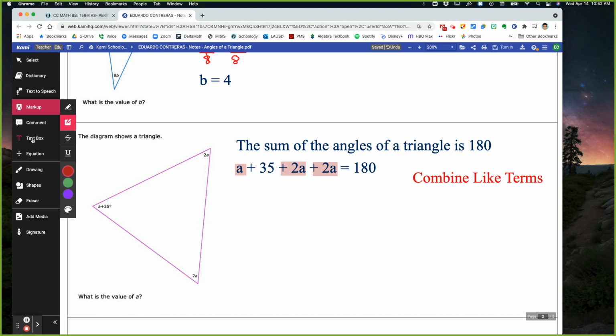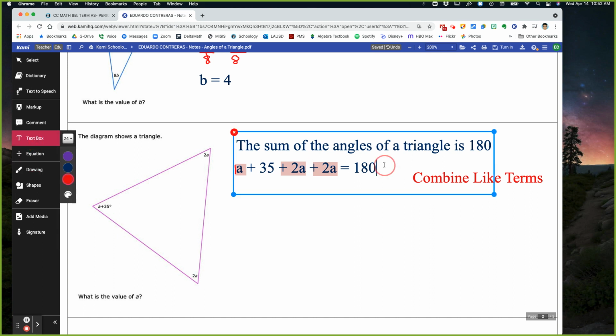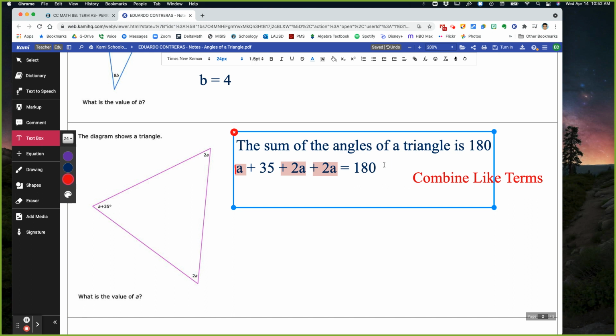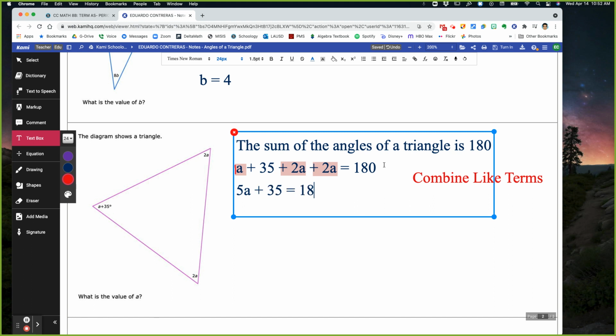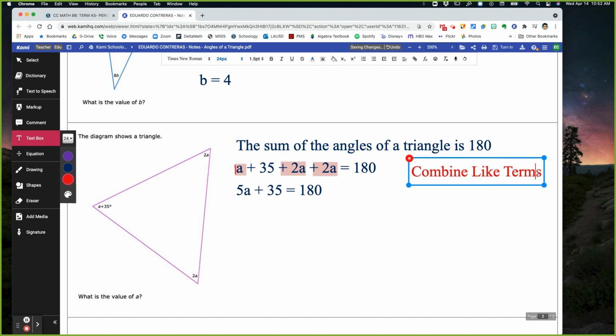I'll give you a hint, a reminder. This is 1, right? Whenever you have a variable without a coefficient, give it a coefficient of 1. So I have 1a plus 2a plus 2a. Yeah, that's 5a, plus 35 equals 180. Okay. So now, what's my next step? I'll show my steps in red, basically.